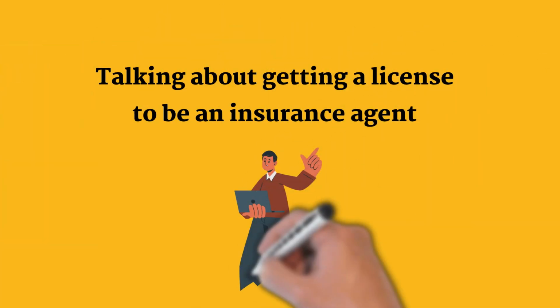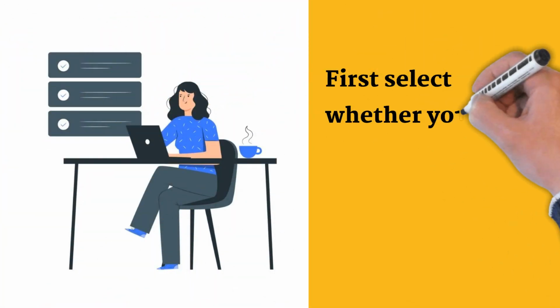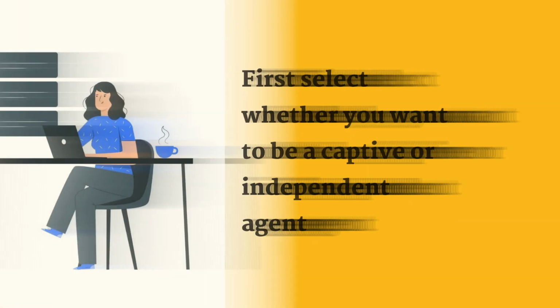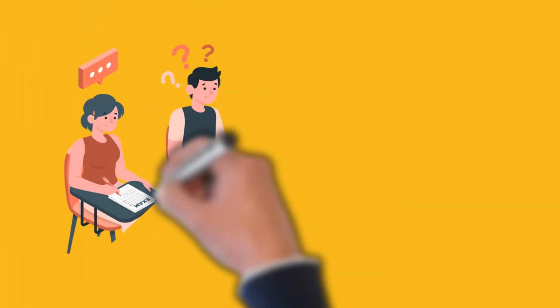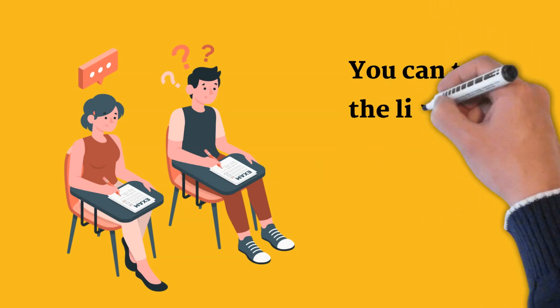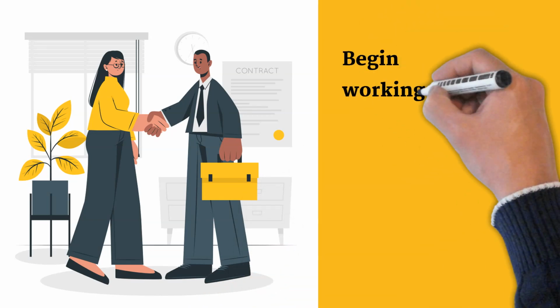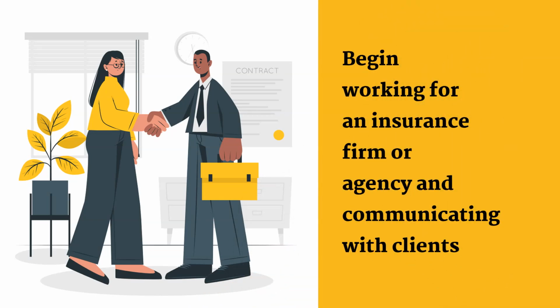Talking about getting a license to be an insurance agent. Before applying for an insurance agent license, you must first select whether you want to be a captive or independent agent. You can take the licensing exam and apply for a license with a background check after completing the preparation. Following your licensure, you can begin working for an insurance firm or agency and communicating with clients.